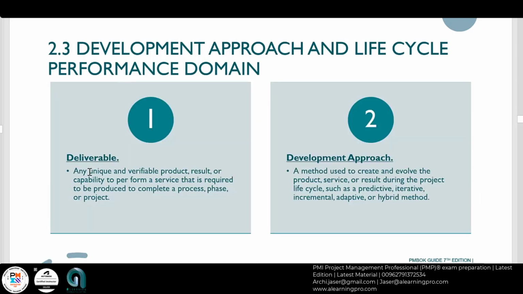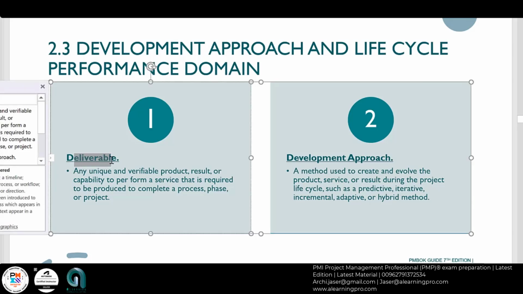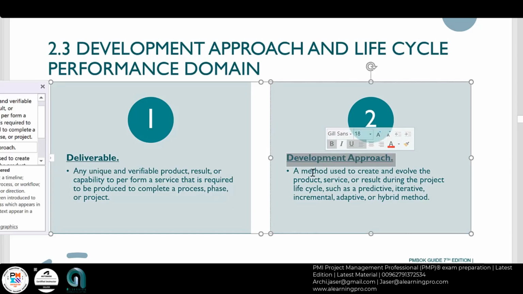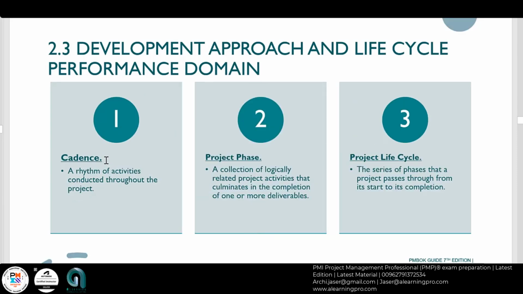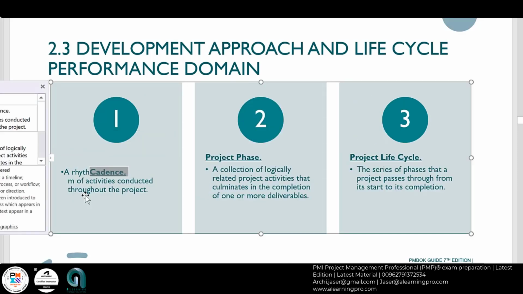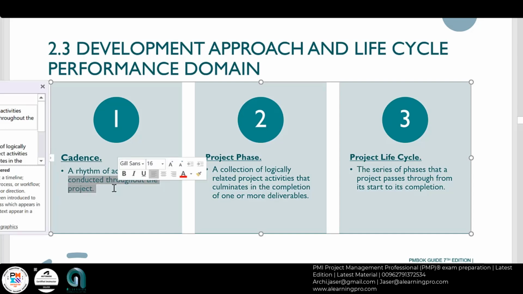The vocabulary that we will have in this domain: deliverable, the outputs that you are delivering. If combined with value, it will be outcomes, and this should be agreed upon before the start of the project if you are in the predictive life cycle, and while doing the project if you are in an adaptive life cycle. Development approach, the method used to create and develop those deliverables. And cadence, the rhythm of activities conducted throughout the project. It's good that we have the definition.